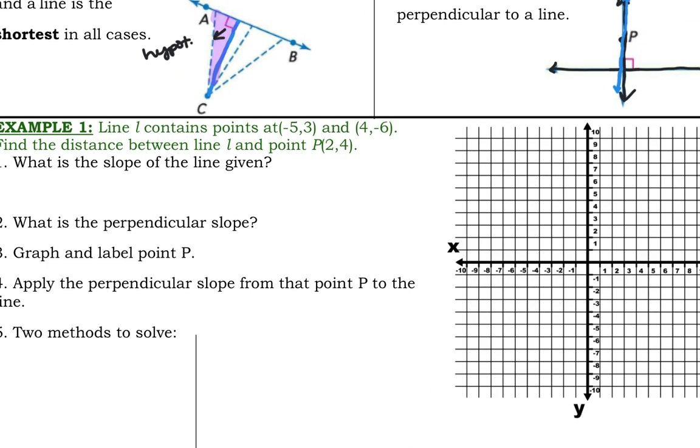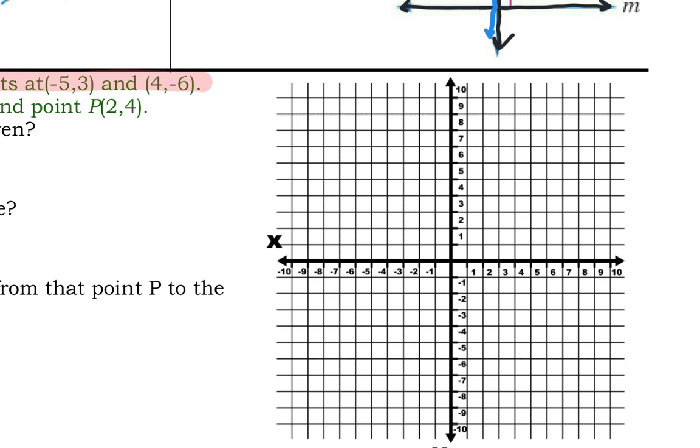So what I'm going to have y'all do is we're going to graph a line, then we're going to find the shortest distance from that line to a point. So here it says line L contains these 2 points. The first thing I'm going to have y'all do, and you're going to do the same thing on the homework, is just graph this line. So graph negative 5, 3. Negative 5, 1, 2, 3 would be about right there. Okay, you're going to also graph 4, negative 6. So 1, 2, 3, 4, 5, 6. And then with your ruler, mine might be off, so with your ruler, make a straight line.